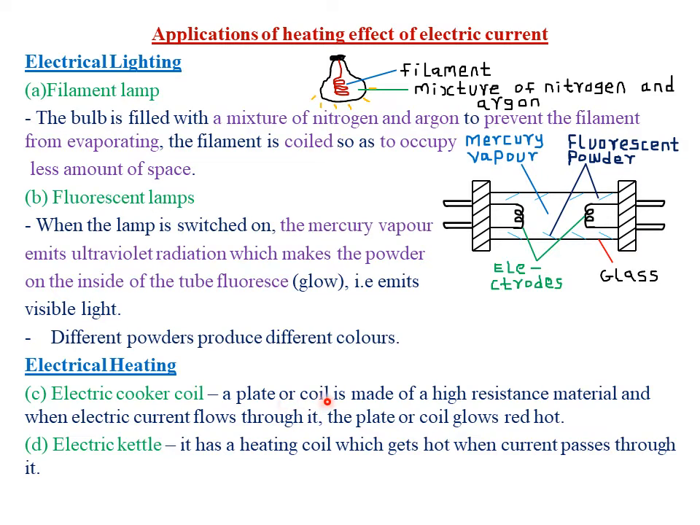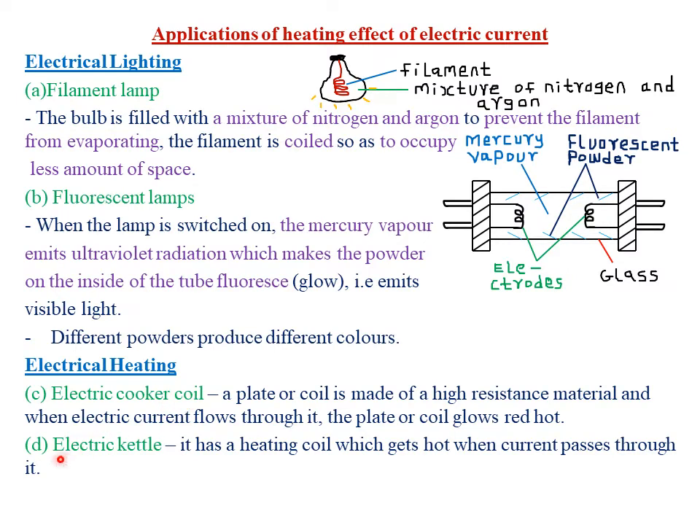So a plate or a coil is made of a very high electrical resistance material, such that when the current flows through it, that electrical energy is converted into heat energy. So the heat energy is what makes that particular plate or coil glow red hot. So that heat produced, or the electrical energy that has been converted into heat energy, is used to warm water and also to cook some food, or to increase the temperature of the material or of the liquid that is in contact with that particular plate or coil.